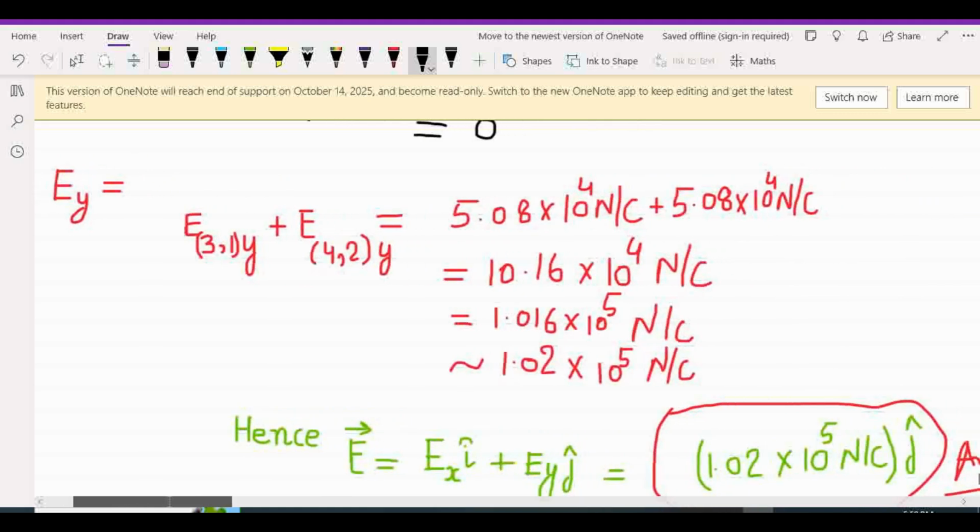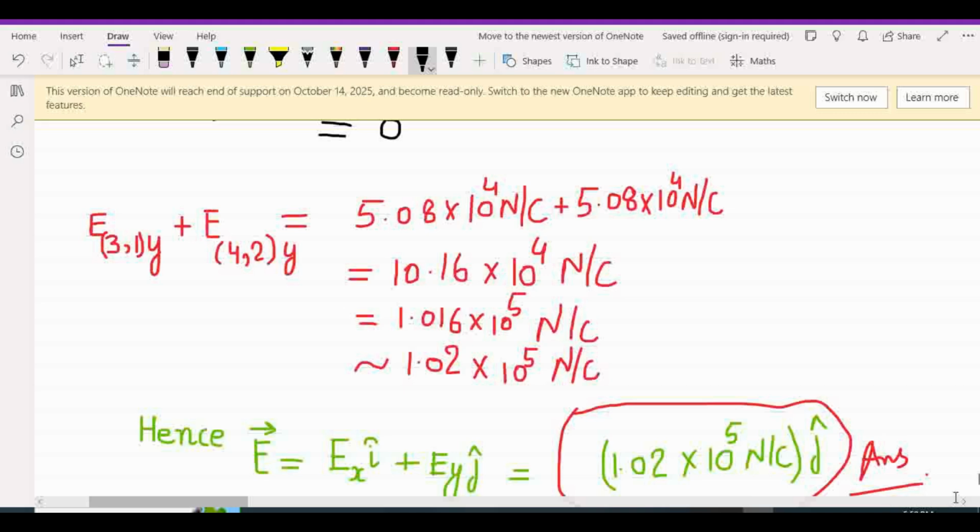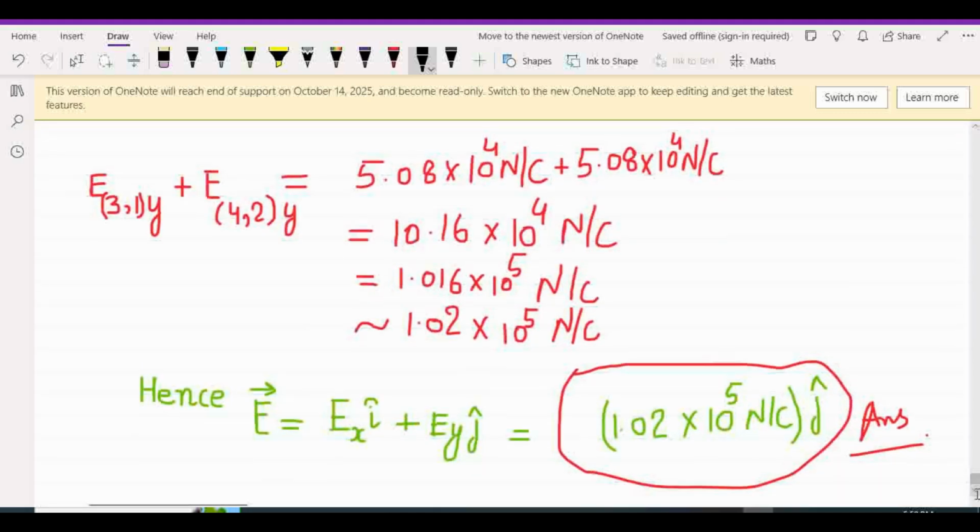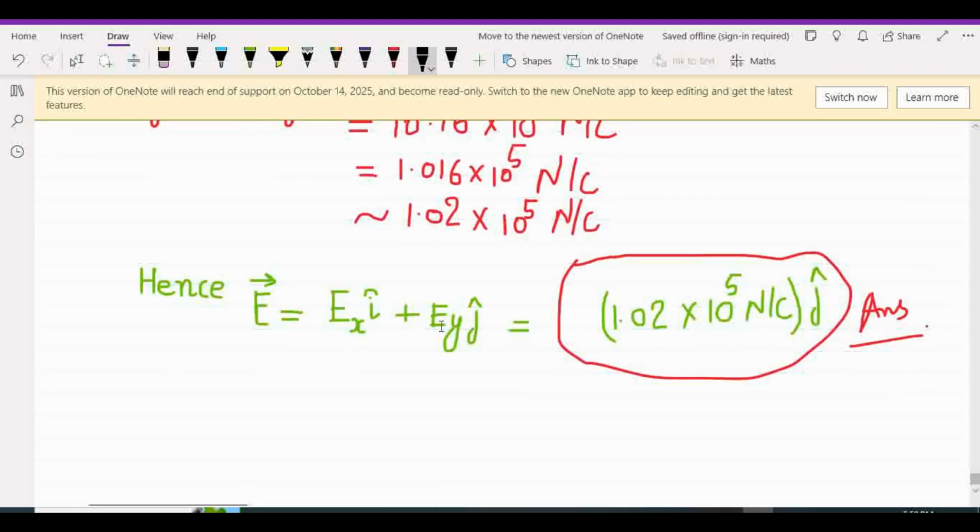Because we know that E is equal to Ex i plus Ey j, put in the values. Since Ex is 0, no need for writing it, we just need the y component, which is 1.02 into 10 to the power 5 Newton per Coulomb, so E will be equal to 1.02 into 10 to the power 5 Newton per Coulomb j, the unit vector, because it is in the y direction. That's it. So that's the answer of the question. We have calculated the net electric field due to the four charges with the given magnitudes and signs located at the four corners of a square of edge 5 centimeter.